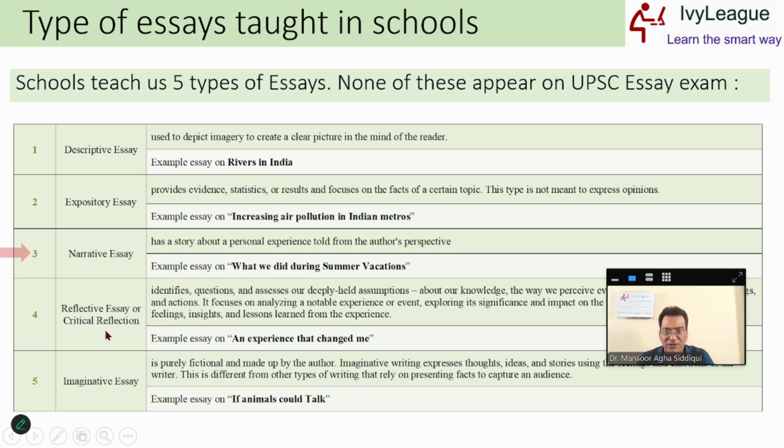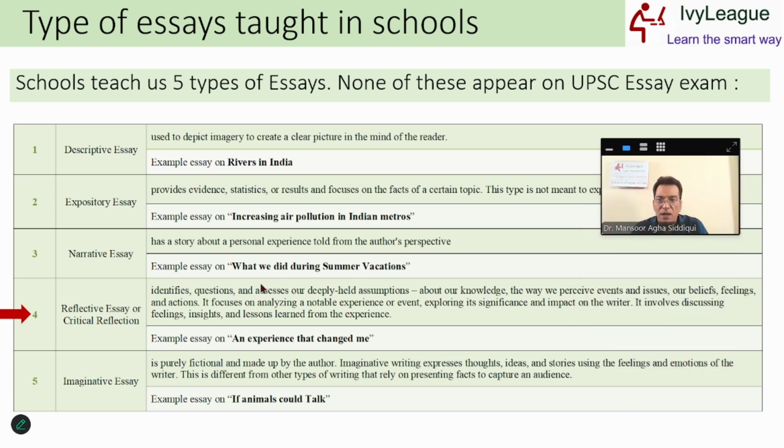Then there is a reflective essay or a critical reflection, as we call it. This is slightly different from all the rest of the essays, and this requires you to think very properly. It identifies questions and assesses your deeply held assumptions about your knowledge, the way we perceive or look at things, events, issues, our beliefs, our feelings and actions. It focuses on analyzing a notable experience or an event, exploring its significance, impact upon you, and it involves discussing feelings, insights, and lessons learned from that whole experience.